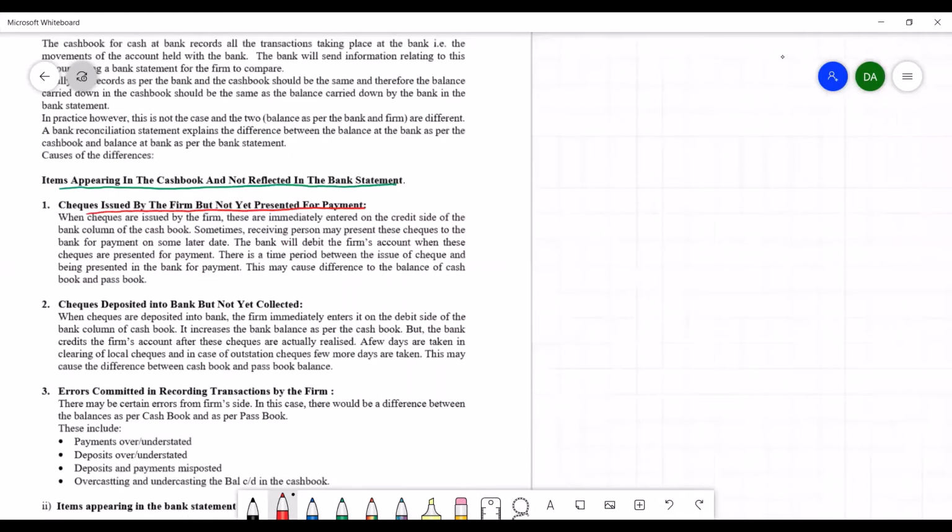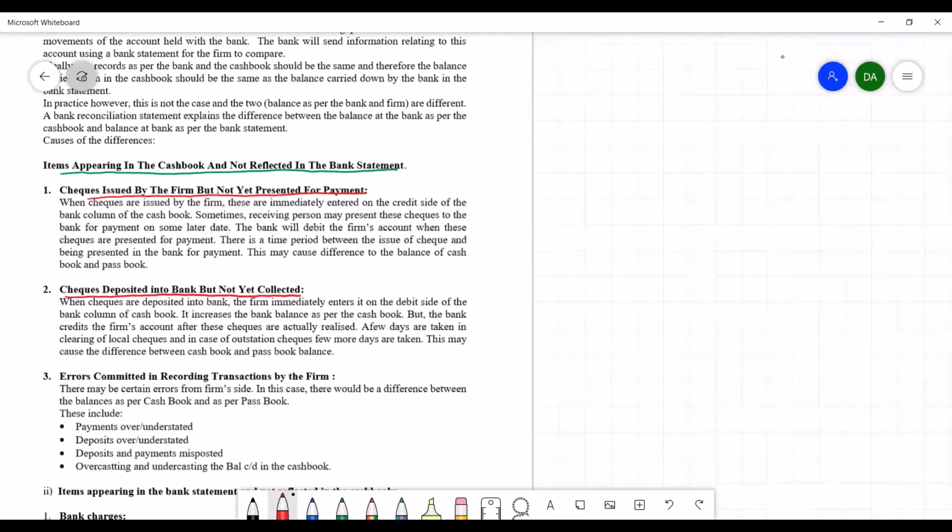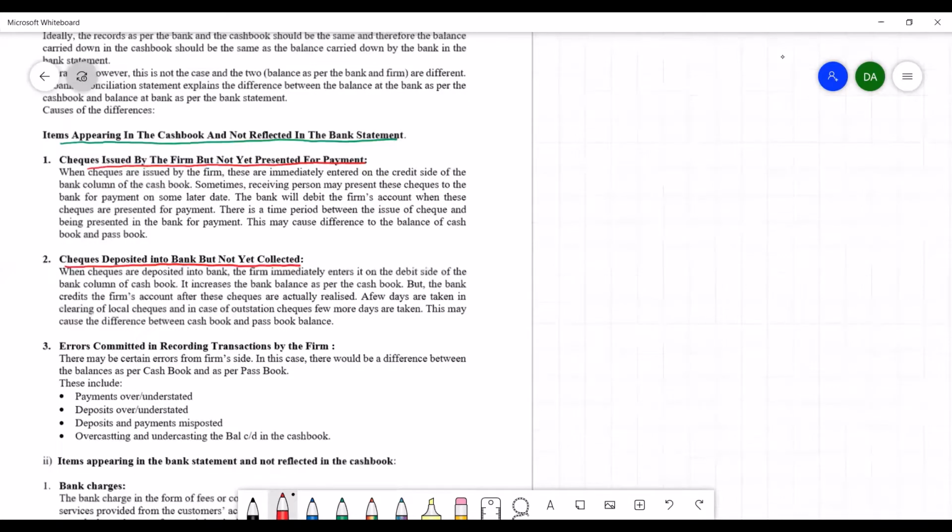Secondly, checks deposited into the bank but not yet collected. These checks sometimes can be cash deposited. So when checks are deposited, usually there's a transaction period, which may be 1 day, which may be 2 days, depending on the bank. Therefore, if a bank statement is picked immediately after depositing such checks, then such checks will not be found in the bank statement. However, they are found in the cash book on the debit side, or on the receipt side, as having been received in the bank.